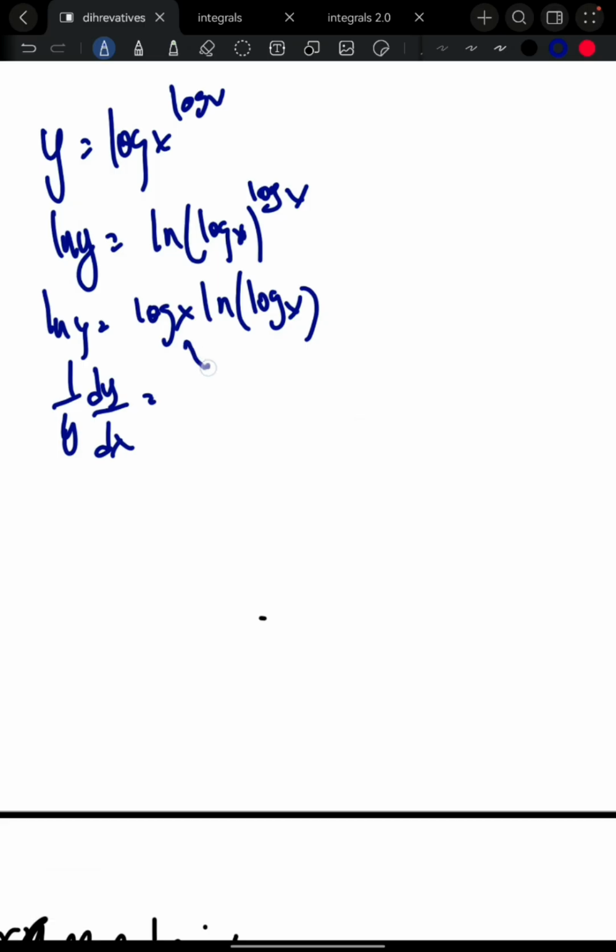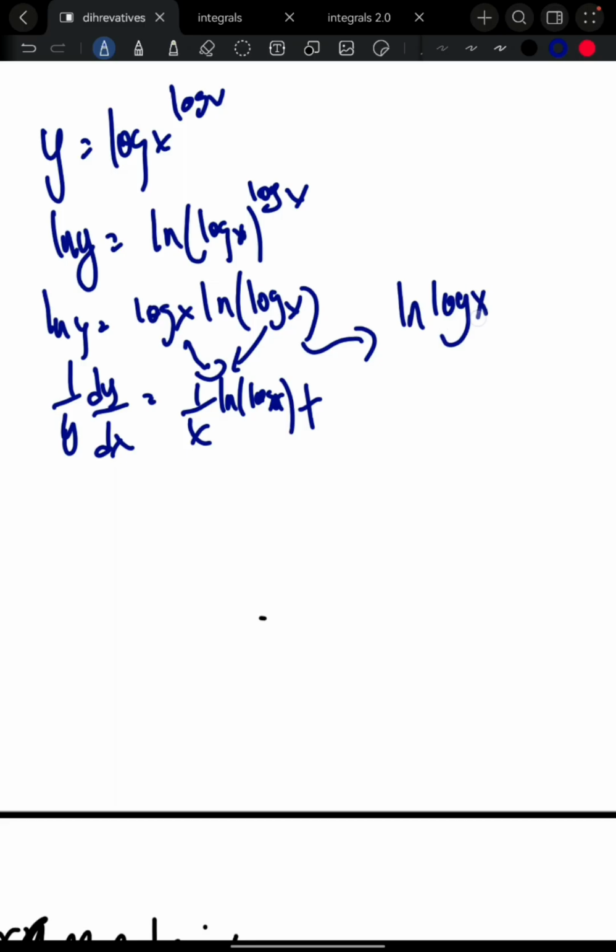As a product rule, right? So differentiate this is just 1 over x times all of that ln of log of x plus the differential of ln of log of x. Okay, how do you find this?